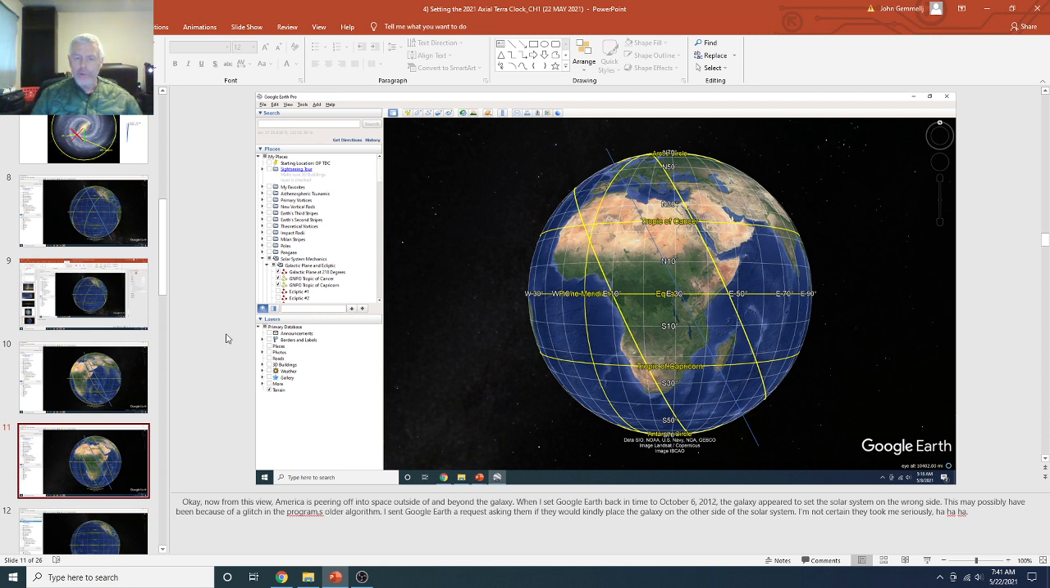When I set Google Earth back in time to October 6, 2012, the galaxy appeared to set the solar system on the wrong side. This may possibly have been because of a glitch in the program's older algorithm. I sent Google Earth a request asking them if they would kindly place the galaxy on the other side of the solar system. I'm not certain they took me seriously.